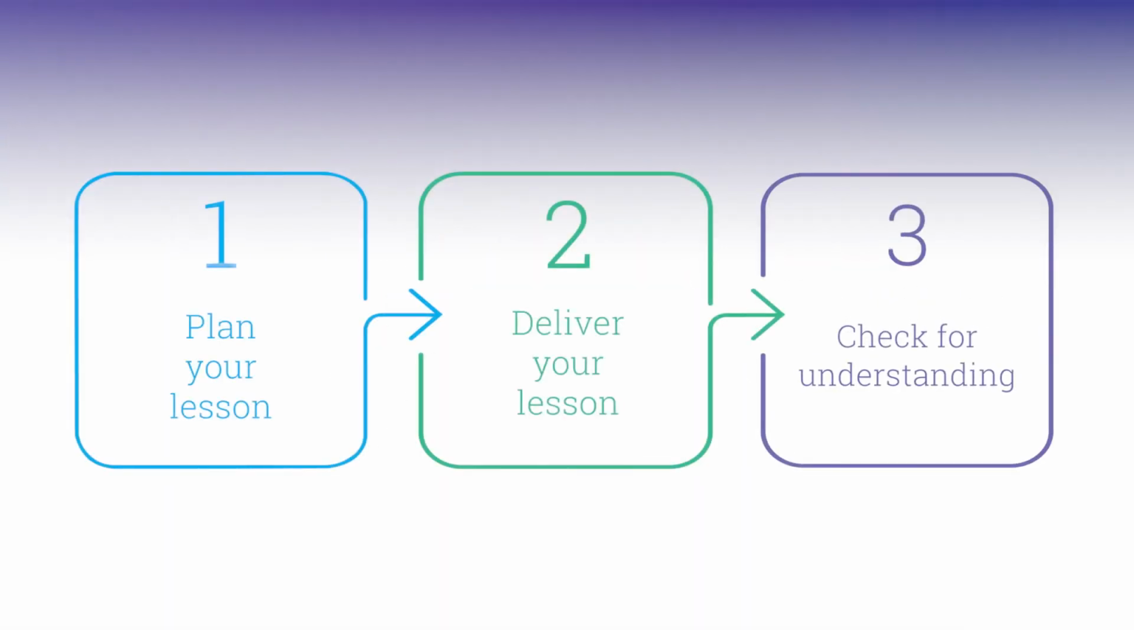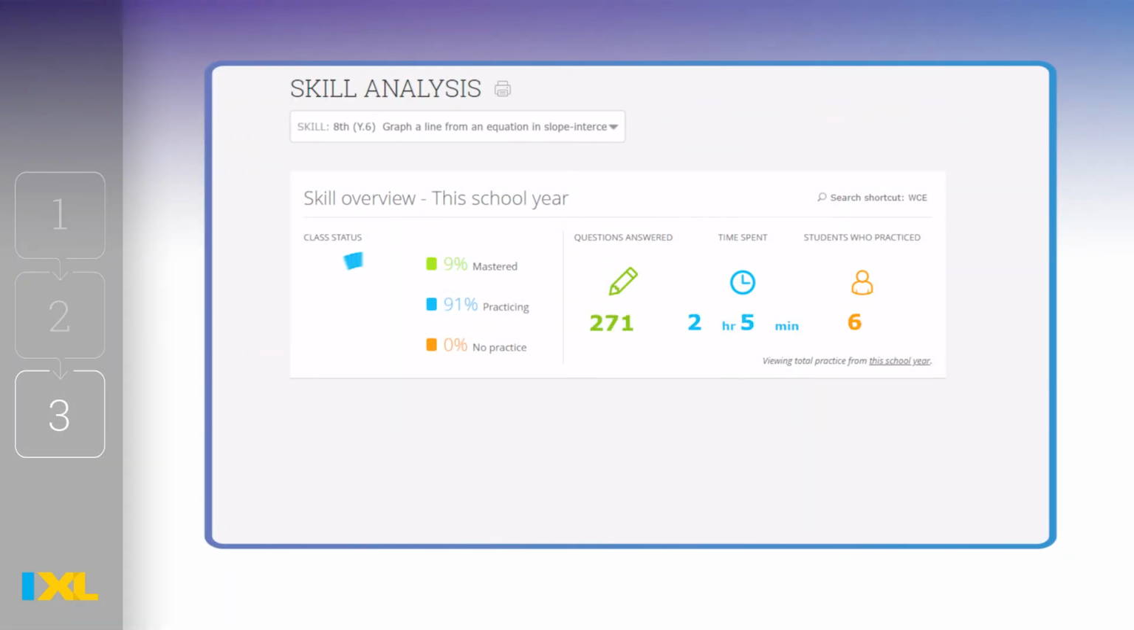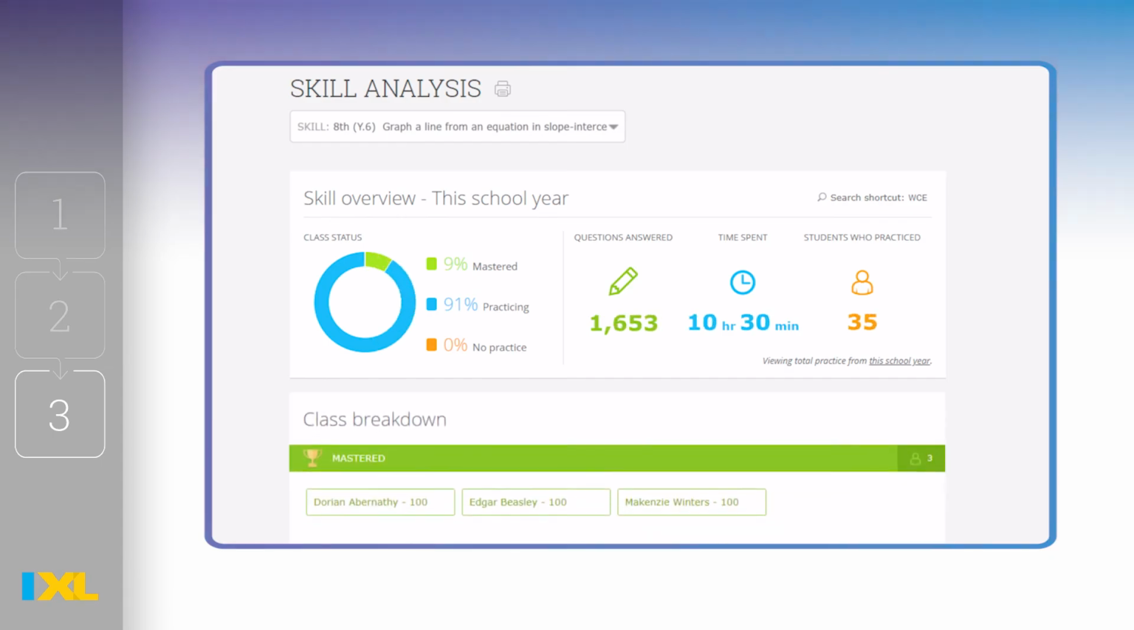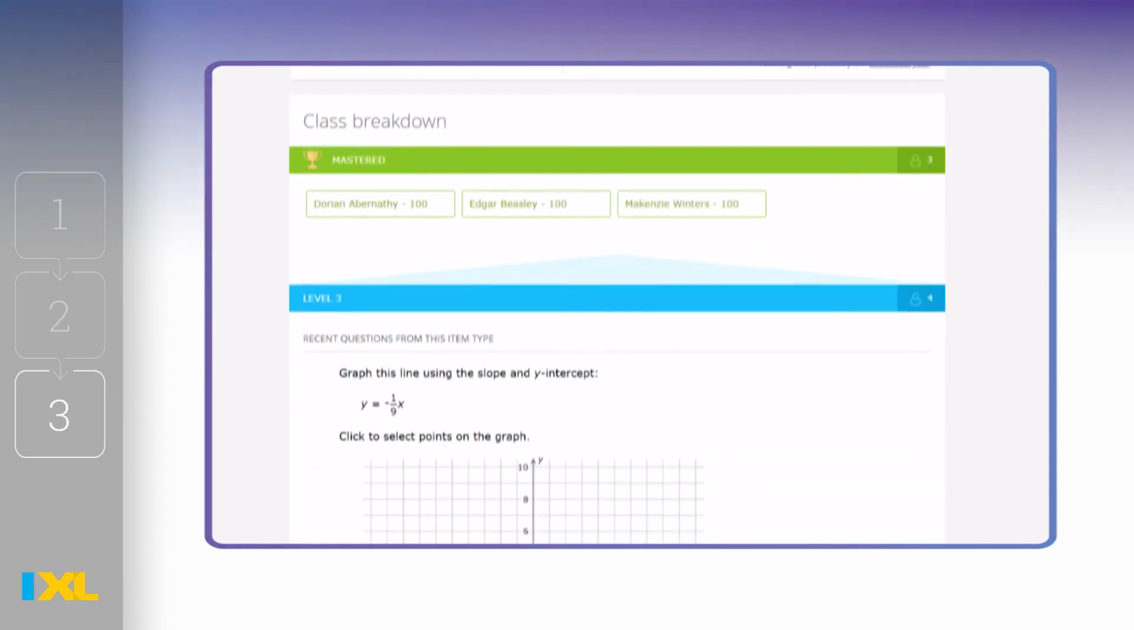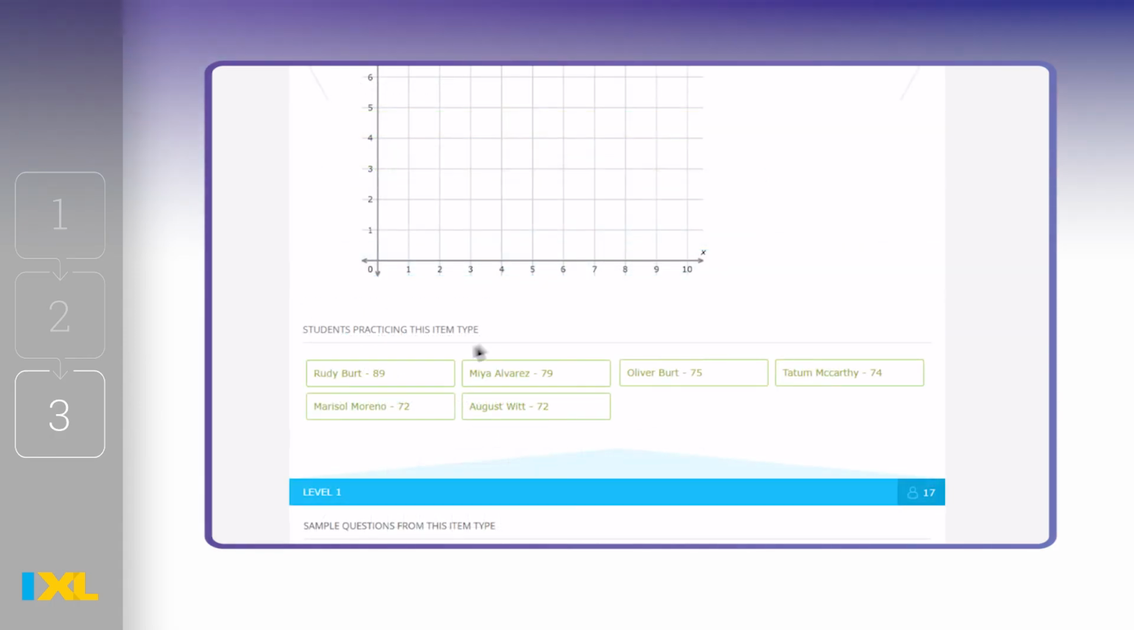Finally, use IXL Analytics to check for assignment completion and understanding. Because you assign the skill to your whole class, the Skill Analysis Report is a great one to use. It gives you overall stats on class performance and even groups your students by the level of difficulty they're working at within the skill, which can be very useful if you want to do any small group reteaching.